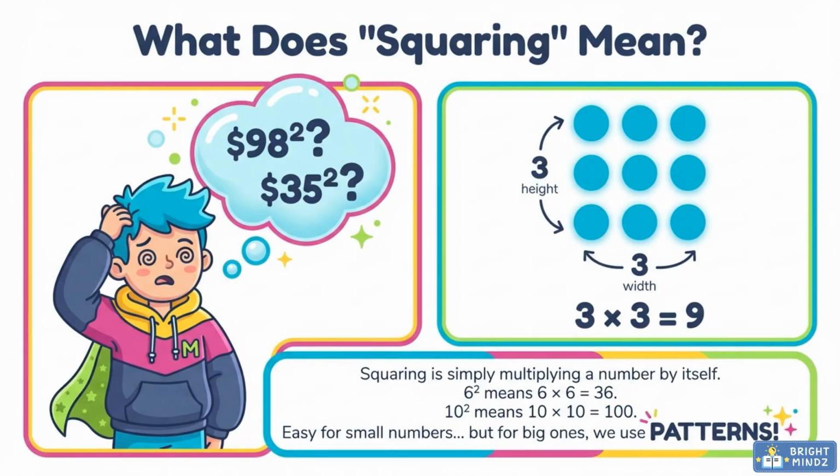Squaring simply means multiplying a number by itself. So 6 squared is 6 times 6, which equals 36. 10 squared is 10 times 10, which equals 100. That's quick for small numbers. But what about 35 squared or 98 squared? For those, we'll use clever patterns to avoid long multiplication.